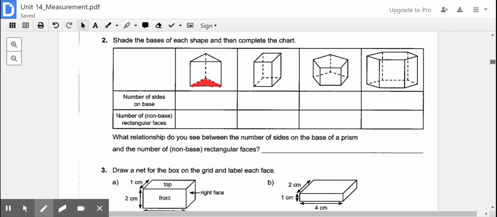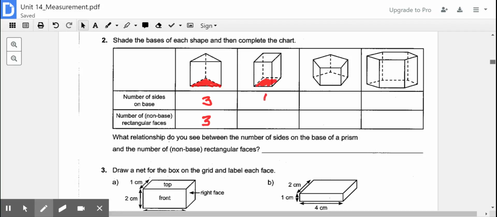Number of sides on the base. Well, that's a 3-sided base. And the number of non-base rectangular faces. How many faces are there? If I'm counting the faces that are non-base, I've got this one, and then the back one. So there's a total of 3 non-base rectangular faces. What about this one here? Let's shade it in.